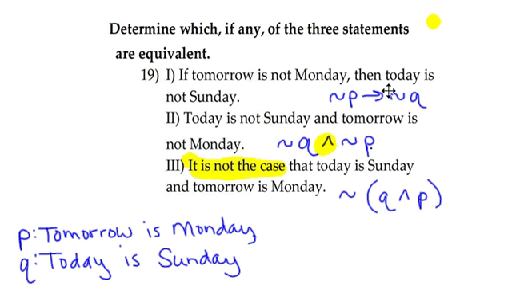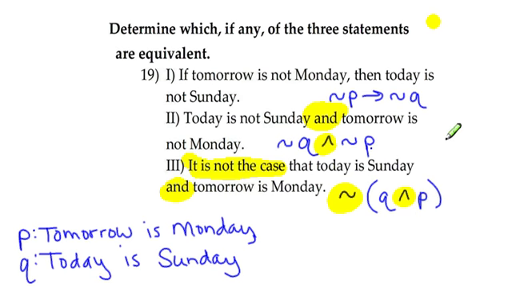Number one, "if tomorrow is not Monday, then today is not Sunday" would be in symbolic form, if negation P, then negation Q. For my second statement, "today is not Sunday and tomorrow is not Monday" would translate to be a conjunction, negation Q and negation P. And then for the third part, "it is not the case" would translate to be a negation in front of this conjunction.